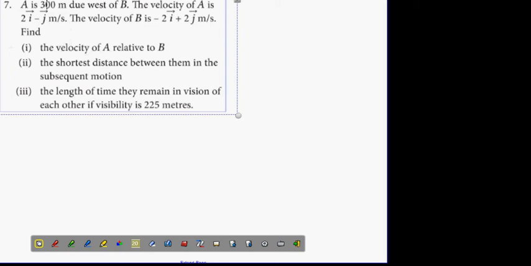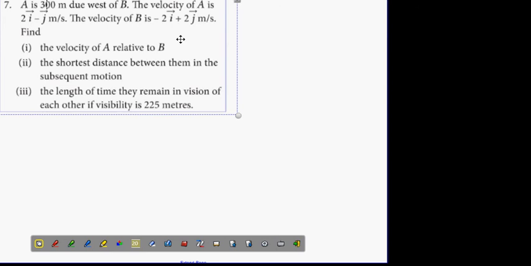A is 300 meters due west of B. The velocity of A is 2i minus j meters per second. The velocity of B is minus 2i plus 2j meters per second. Find the velocity of A relative to B.